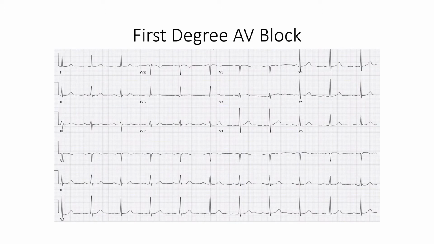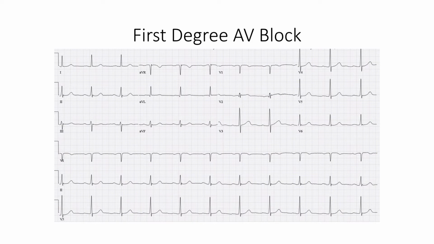Okay, let's start with the basics. First degree AV block. First degree AV block is really common in patients with structural heart disease. In first degree AV block, every atrial P wave is still conducted to the ventricles, and so there is a one-to-one relationship between the P and the QRS.